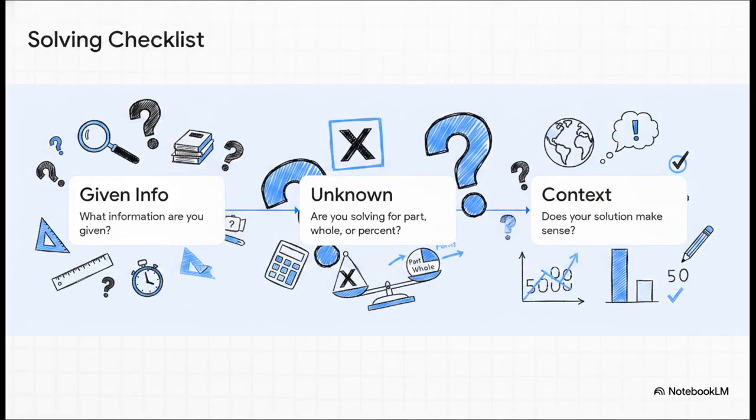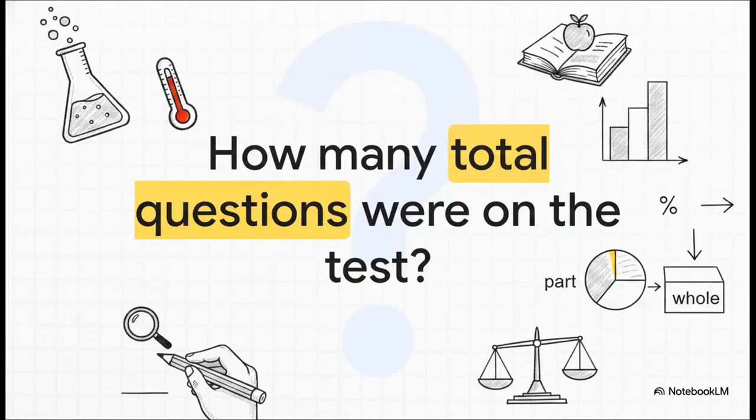Before you jump into any word problem, you've got to use this detective checklist. First, what clues are you given? Second, what is the unknown x? Are you solving for the part, the whole, or the percent? Set up your formula based on that. And third, and I cannot stress this enough, does your final number actually make sense in the real world? Like, if you calculate that a middle school math test had 5,000 questions on it, yeah, you might want to double-check your decimal placement. Let's test out that brand new toolkit with one final mystery.